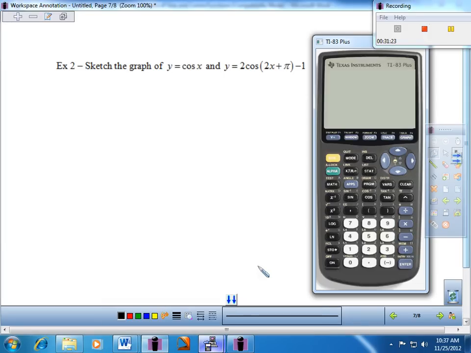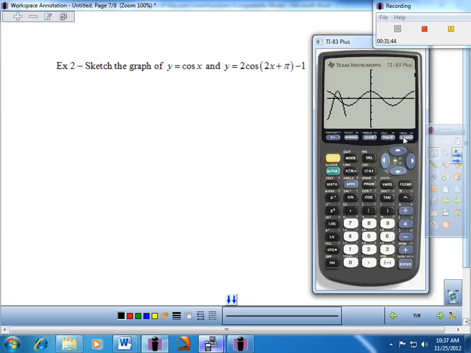And again, the way I've designed this course, you're not going to be doing a lot of point plotting with this. I'll tell you what, why don't we just take a very quick peek here, see if we want to include anything there, and then just move forward. So 2 cosine 2x plus pi, and then -1.